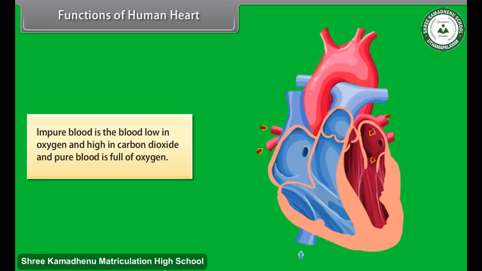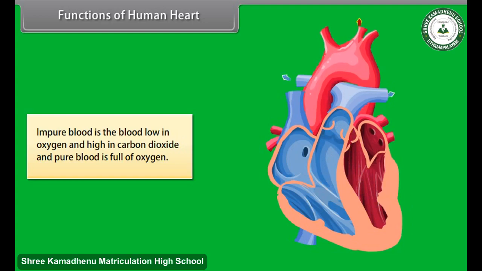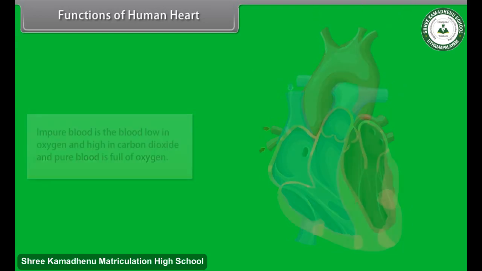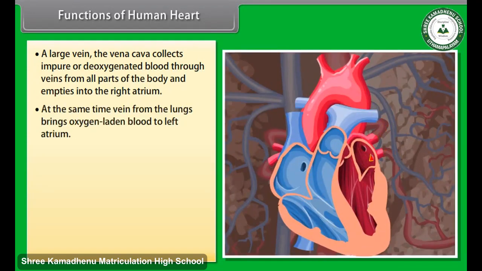Functions of the human heart. Impure blood is the blood low in oxygen and high in carbon dioxide, and pure blood is full of oxygen. A large vein, the vena cava, collects impure or deoxygenated blood through veins from all parts of the body and empties into the right atrium. At the same time, the vein from the lungs brings oxygen-laden blood to the left atrium. At this time, all the 4 chambers of the heart are relaxed.